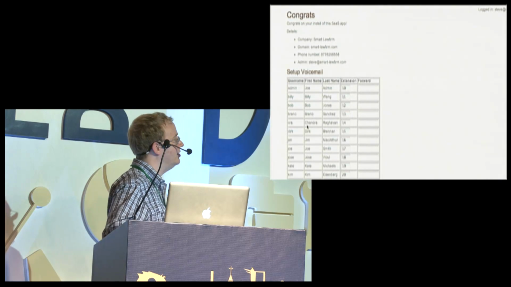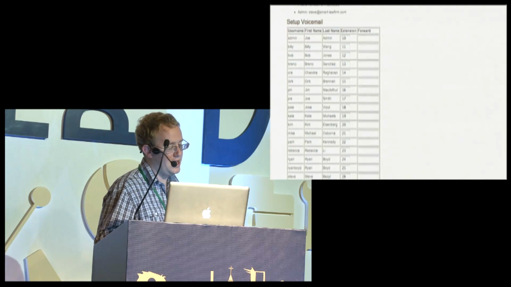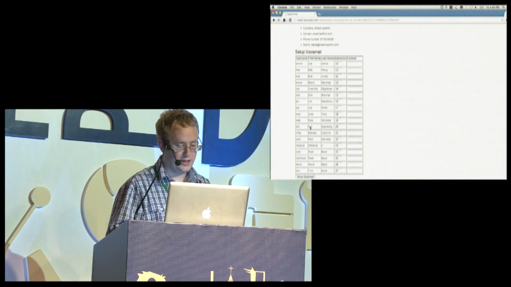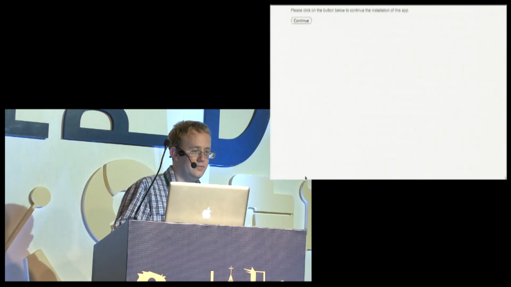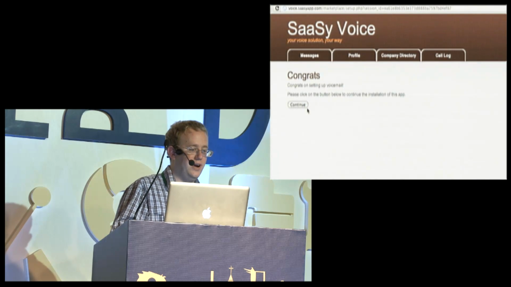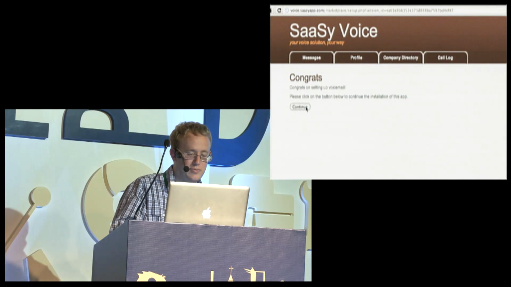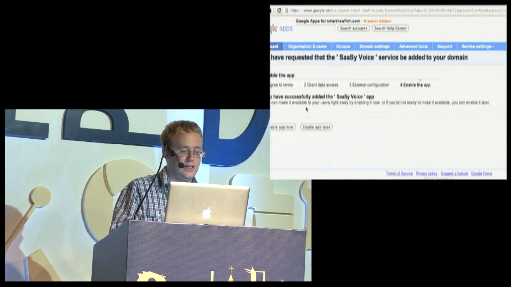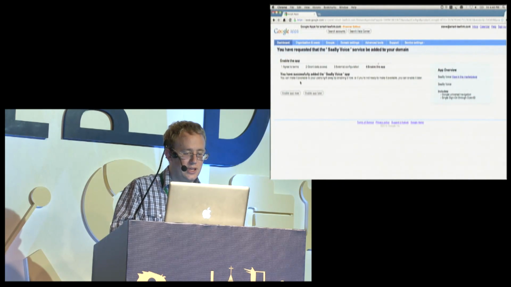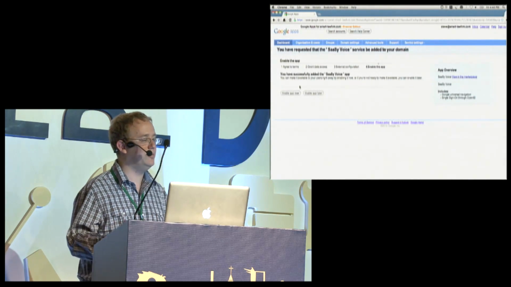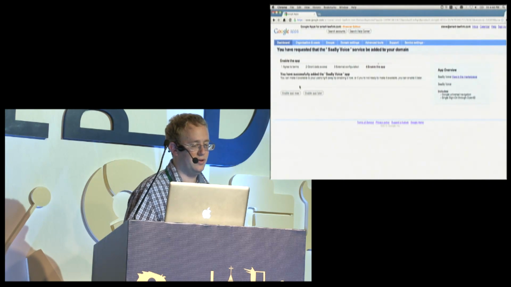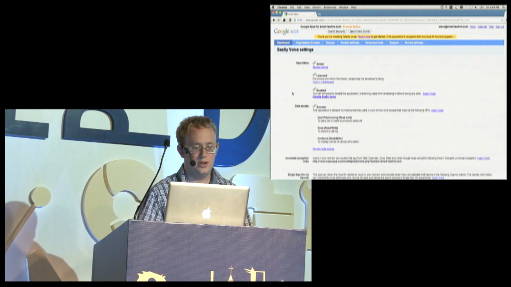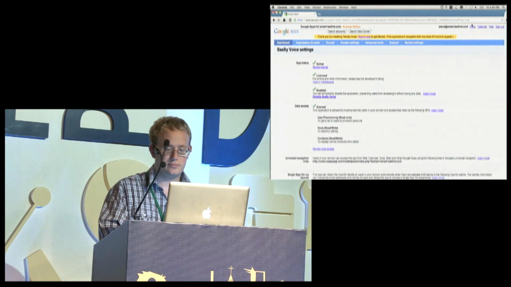It just lists out each of the users in the app, and I can scroll down and hit the Setup Voicemail button, and it says, congrats, you've set up your voicemail. Please click the button below to continue the installation. I hit that. Now, I have a choice right now. I can enable the app now or enable it later. By enabling it, every user within the organization gets the navigation menu for Sassy Voice. So I'll show you what that looks like.